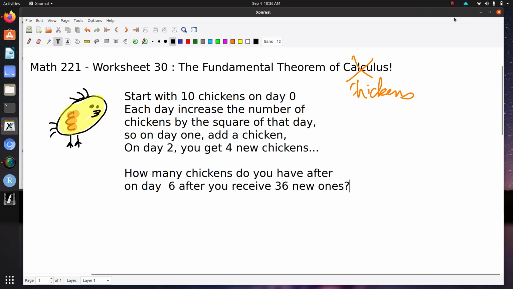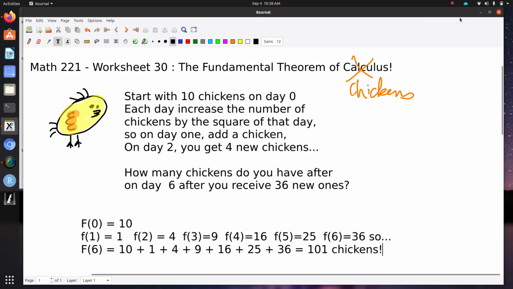Okay, so let's say we start with 10 chickens on day 0. Each day you increase the number of chickens by the square of whatever that day is. So on day 1 you add 1 chicken, and on day 2 you add 4 new chickens, etc. So how many chickens do you have on day 6 after you receive your 36 new chickens? Okay, assuming my addition is correct, capital F of 0 is 10. That's how many chickens you start with on day 0. And then little f is telling you all the changes. f of 1 is 1, f of 2 is 4, f of 3 is 9, etc. And so you add up all those changes, and then capital F of 6 has to be 101 chickens. Okay?